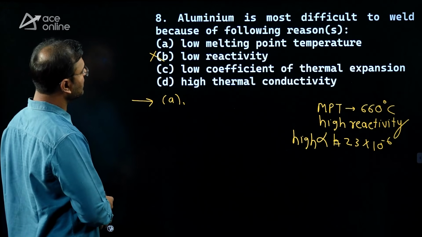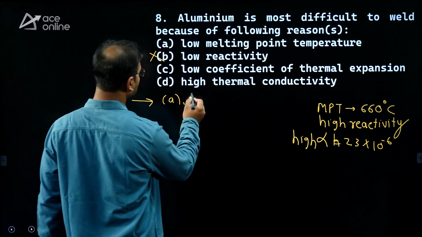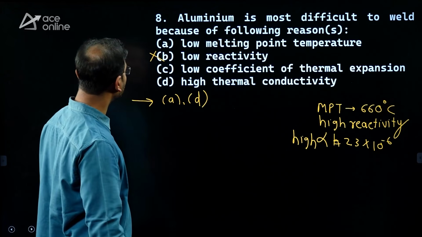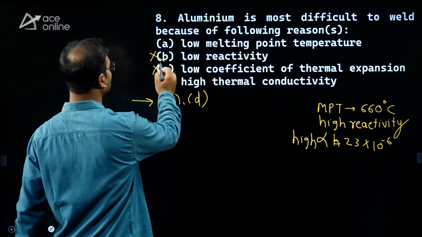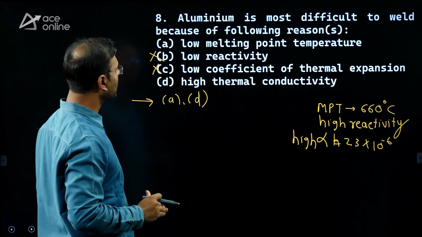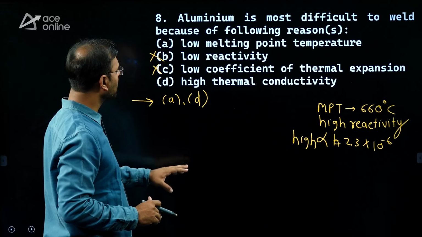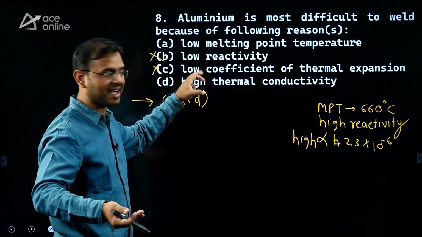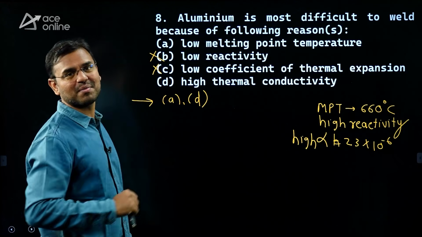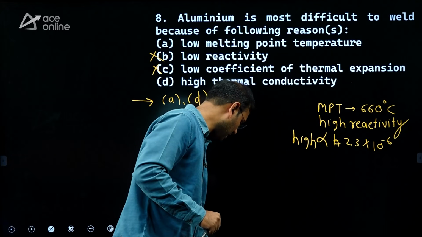Okay. Next is high thermal conductivity. Definitely correct. Aluminum has high thermal conductivity. Therefore, both options A and D are correct. Aluminum is most difficult to weld because of the following reasons. One is low melting point temperature. Second is high thermal conductivity. Third is high reactivity. Fourth is high coefficient of thermal expansion. These four parameters are there, and because of that aluminum is most difficult to weld, guys.